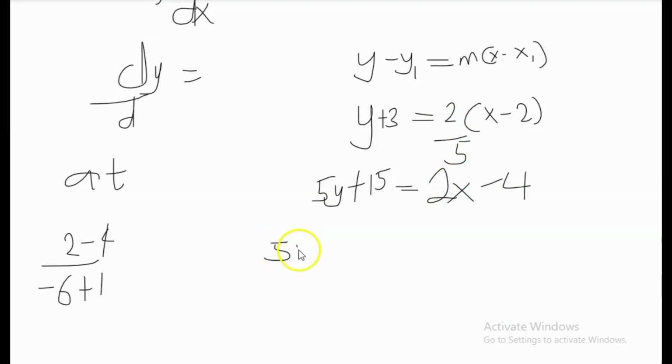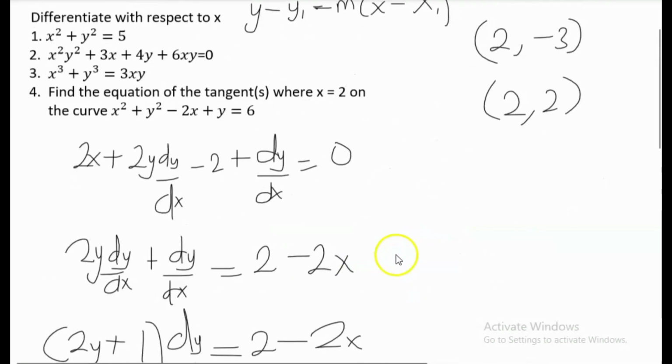So now let's take everything to this side so it's an actual equation. That will be 5y minus 2x. If you take plus 4 to the other side, that will be 15 plus 4, that will be 19. So 5y minus 2x plus 19 equals 0. And this is the first equation of the tangent.